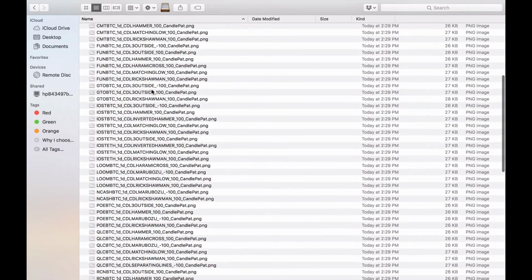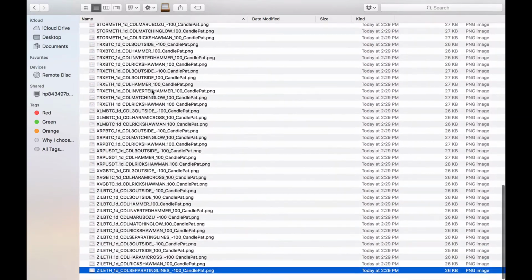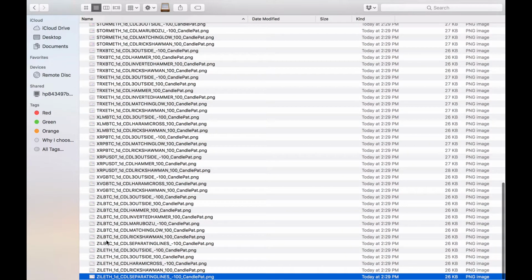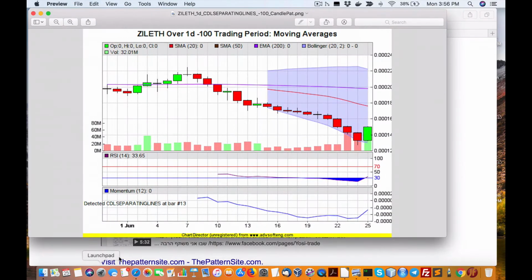I'm not sure if I'm going to go through all of these, but this pair I do like because this seems to be both volatile and has a nice trend up. So let's go through the first set and see what we come up with. Okay, so we've got this separating line at bar 13, which we assumed there.